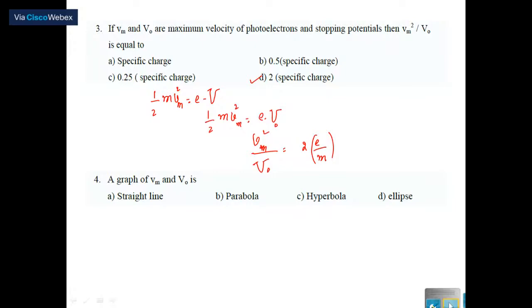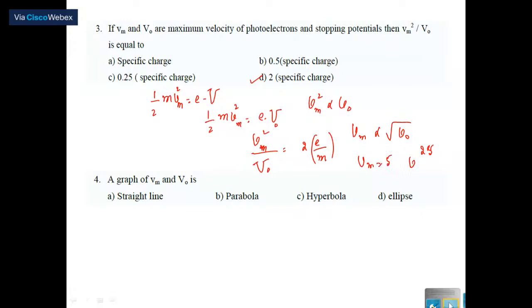Vm square is directly proportional to V naught. Forget about the constant here. M is the mass, and the charge is also constant. So Vm square is proportional to V naught, Vm is proportional to root of V naught. Let us say V naught is equal to 25, then Vm is equal to 5.